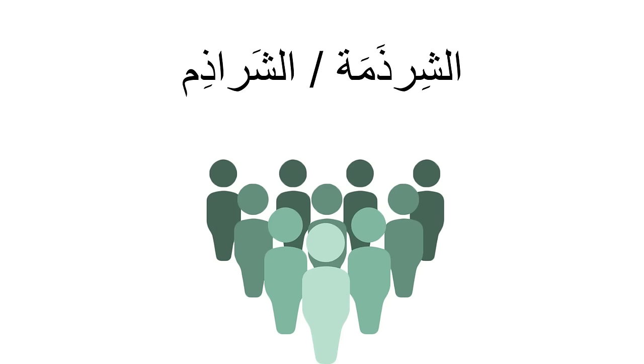Next, we have الشرذمة, the plural الشراذم. It is used to describe a group of people considered socially undesirable. This term often carries a negative connotation, and it is important to be cautious when using it as it may contribute to negative reactions.